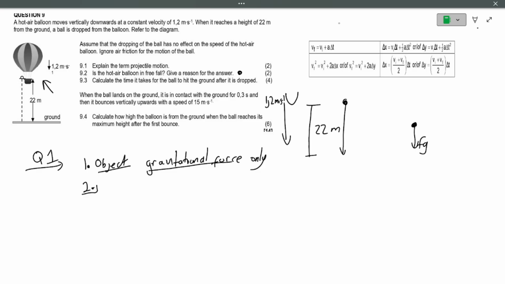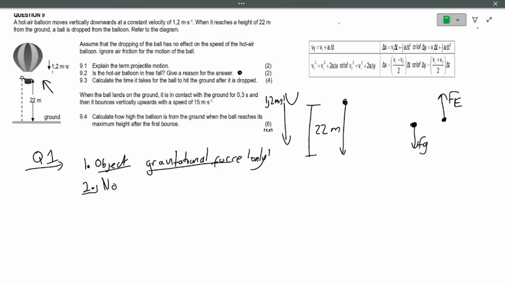No, there will also be the force of the engine, which either pulls it up or pulls it down, called Fe, the force applied by the engine. Now, because it is no longer gravitational force only, it means that it's no longer free fall. It doesn't meet the definition of a projectile. It doesn't meet the definition of an object which is undergoing free fall. So the answer is no.